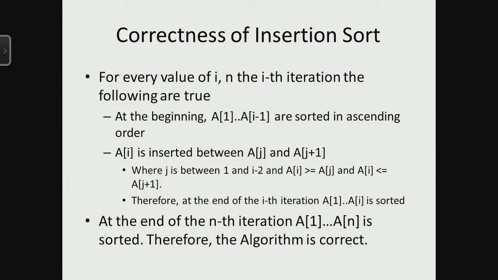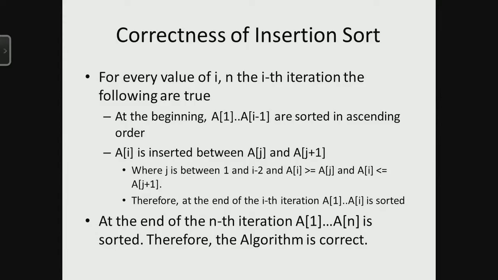So, the hypothesis now is that a of 1 to a of I minus 1 are sorted in ascending order. Now, let us assume that a of I is inserted between the elements a of j and a of j plus 1. So, let us look at the indices that j can take. J can take a value between 1 and I minus 2, and wherever it is inserted, on termination, it is clear that a of I is at least as large as a of j and a of I is less than or equal to a of j plus 1.